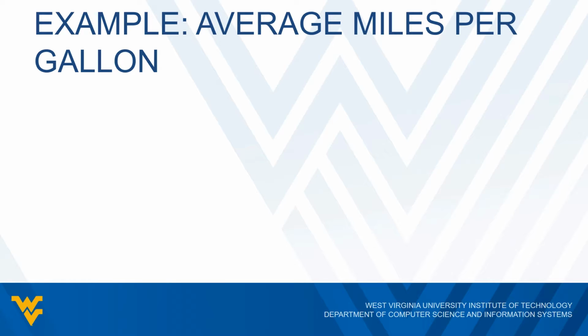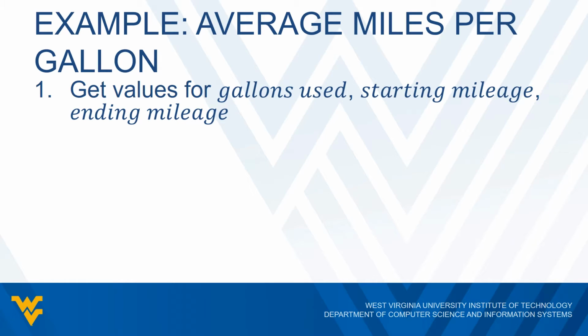Using these three different types of instructions, let's do a very simple example of an algorithm where we would compute the average miles per gallon. So the first step is that we need to do some form of input. We need to store some values in variables. So we're going to say, get the values for gallons used, starting mileage, and ending mileage. In this case, we have three different variables called gallons used, starting mileage, and ending mileage. We're going to input those somehow.